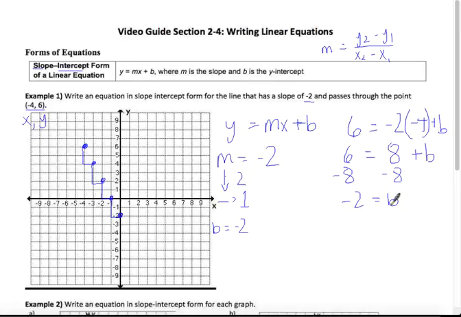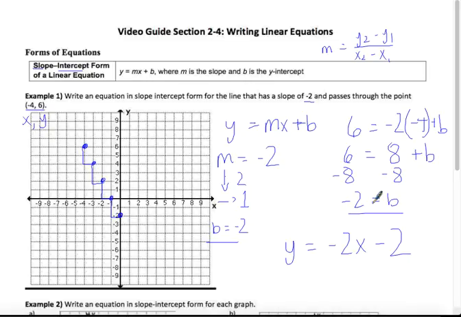So either way, we got the same answer, right? So then our final slope-intercept form of the equation is we're going to leave x and y back in this equation, and we're going to fill in m and b. So y equals -2x minus 2. It's really helpful to be able to do both of these methods.